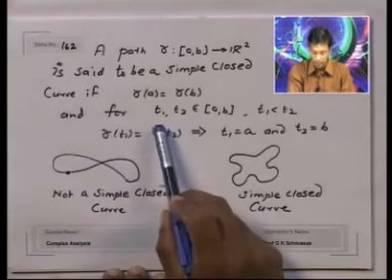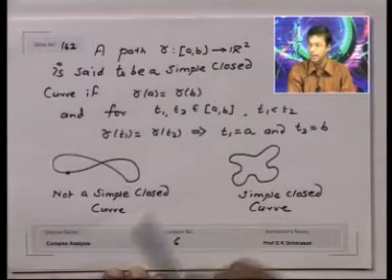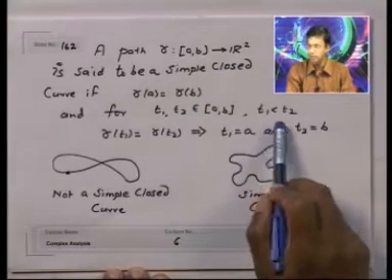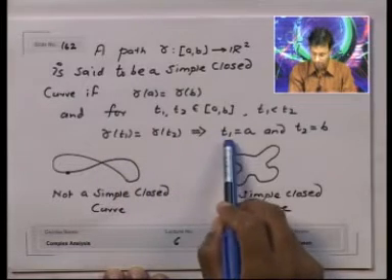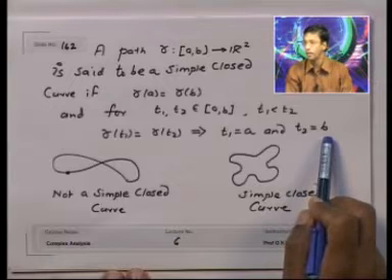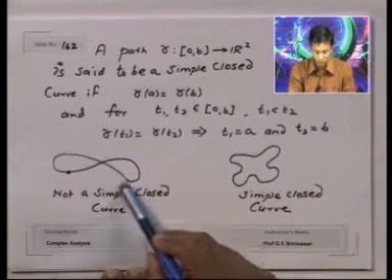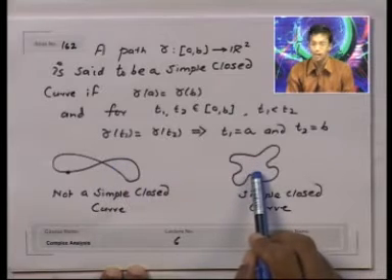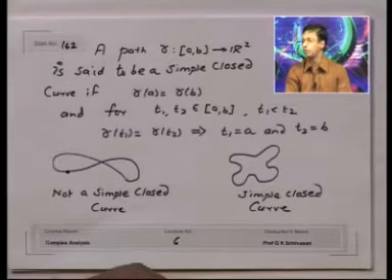This means that given any 2 points T1 and T2 in [A, B], such that T1 is less than T2, if gamma of T1 equals gamma of T2, then necessarily T1 equals A and T2 equals B. The ends join up and only the ends join up and nothing else. So, this is not a simple closed curve, whereas this is a simple closed curve. Is the concept of a simple closed curve clear?